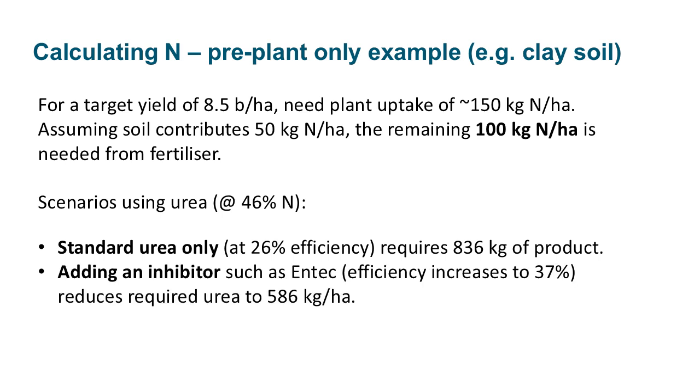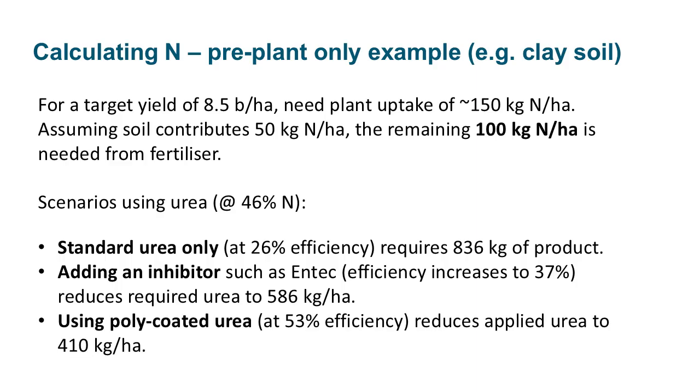If we compared that to one of the urease inhibitors that he used in his experiments that increased that efficiency to 37%, that would reduce the applied urea required to 586 kilograms per hectare, or in the case of the polycoated urea technology, which was found to be a bit more efficient at that point in time, would reduce the amount of urea up front to 410 kilograms per hectare.